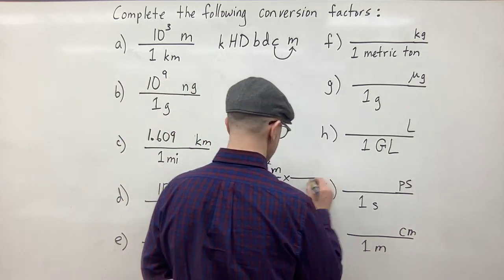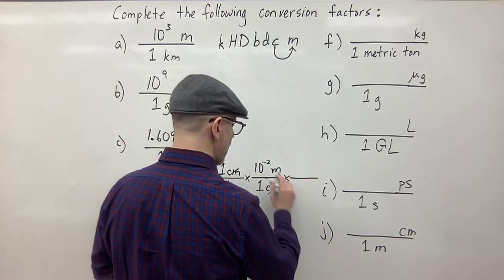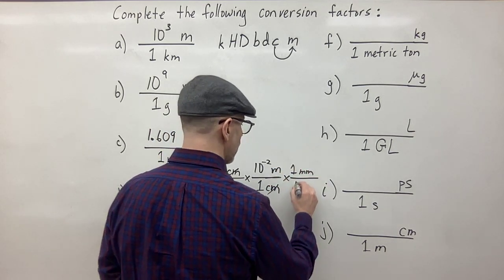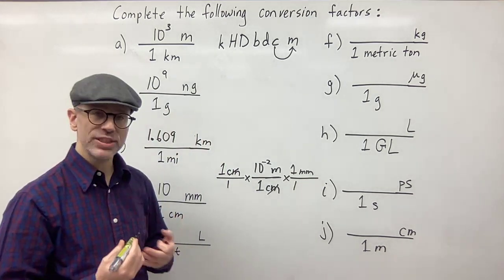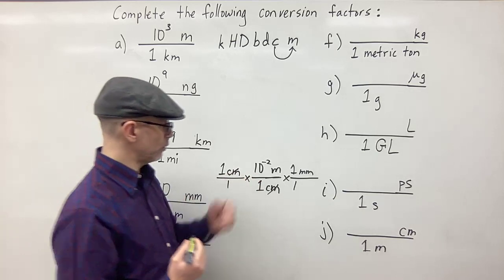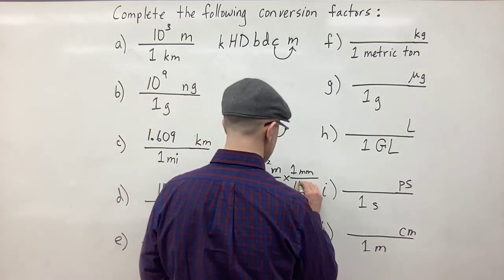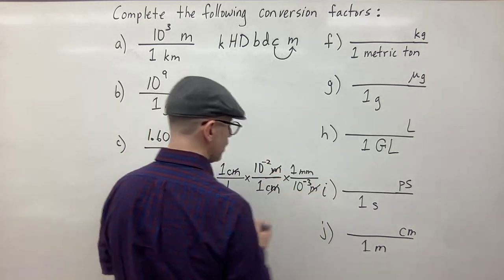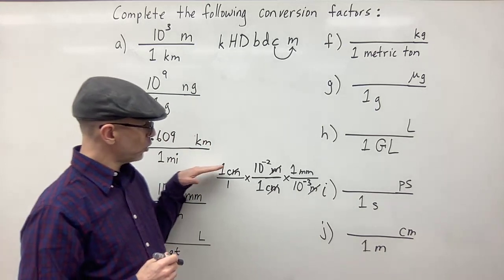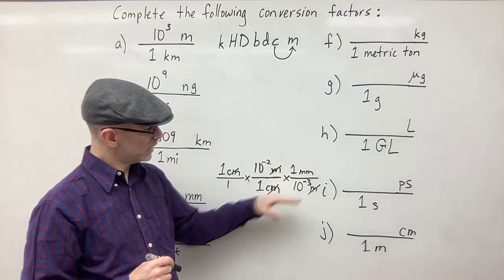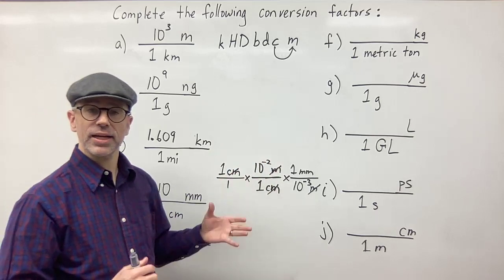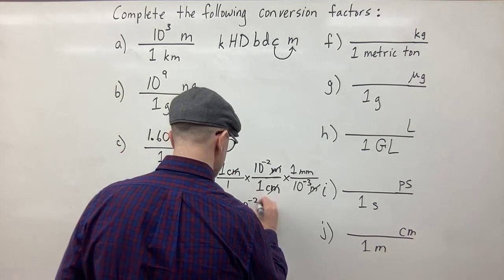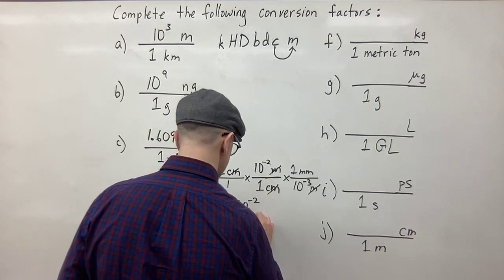And so again, I'm going to have meters on the bottom. So 1 millimeter goes on top. And then milli is 1/1000th of the base unit. So that would be 1/1000th of a meter. So it would be 10 to the negative 3 meters. So meters cancels out. So now all I need to do is multiply by everything on the top, divide by everything on the bottom, and I can get my answer. It's going to be basically 10 to the negative 2 over 10 to the negative 3.